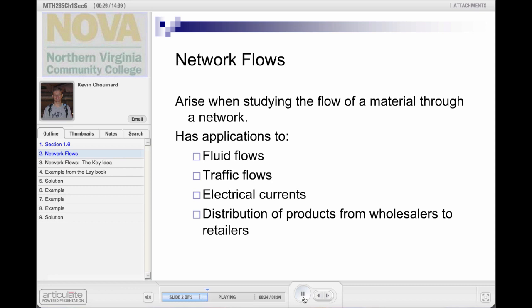We're going to focus on the third one, and I'll leave it to you to peruse through the textbook to get a feel for the other two. So let's take a look at network flows.